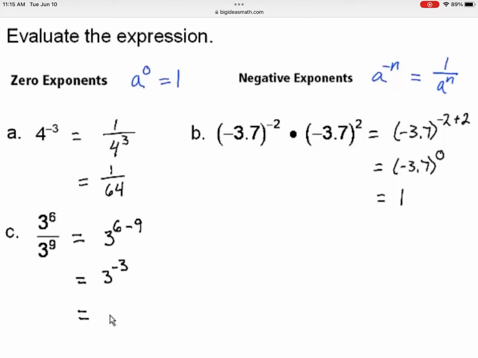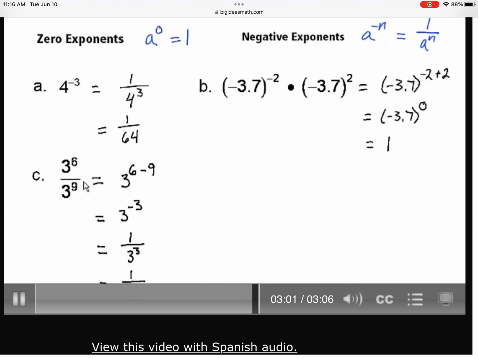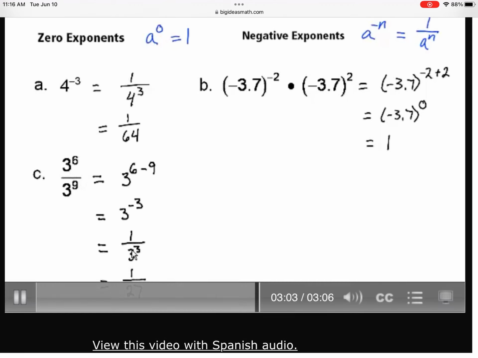Use the definition of negative exponents to rewrite the power as 1 divided by 3 cubed. Finally, evaluate the power. The expression is 1 divided by 3 cubed, which is 27. So, the expression 3 to the 6th divided by 3 to the 9th is equal to 1/27.